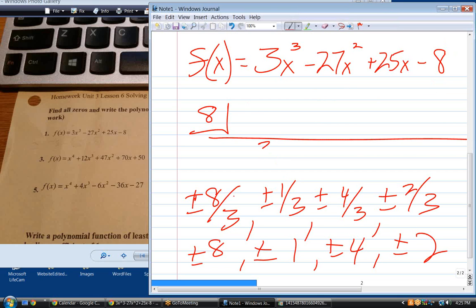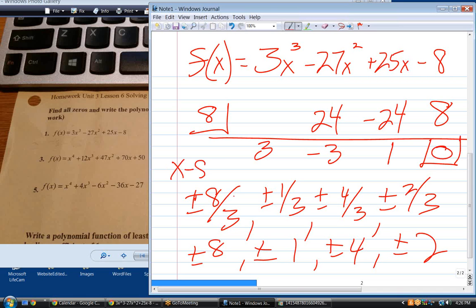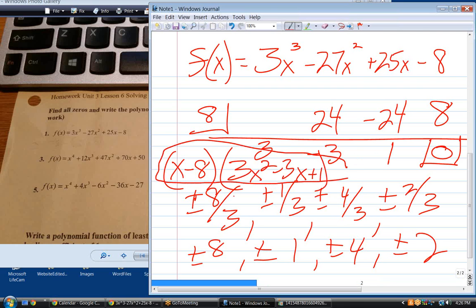Yeah. Okay, I'll do it real quick. We'll multiply that, add, multiply, add, multiply, we get 0. That tells us that x minus 8 is indeed one of the factors, and what's left over? This quadratic, 3x squared minus 3x plus 1. So we got our answer fairly quick, but only because I already knew 8 was the answer.